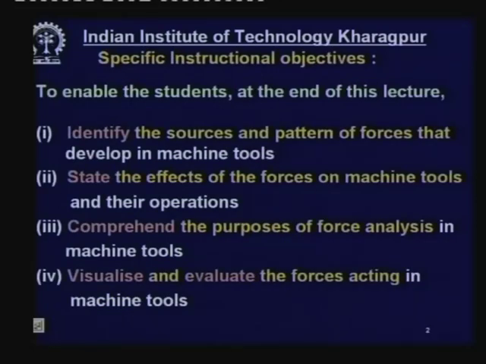Now, what are the contents of this lecture? First, sources and pattern of forces that develop in machine tools. Next, effects of the forces on machine tools and their operations and functions. Next, purposes of force analysis in machine tools. And fourth, actual forces acting in machine tools, and display of the forces acting in machine tools.